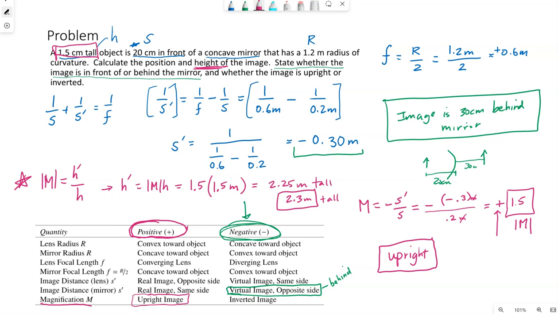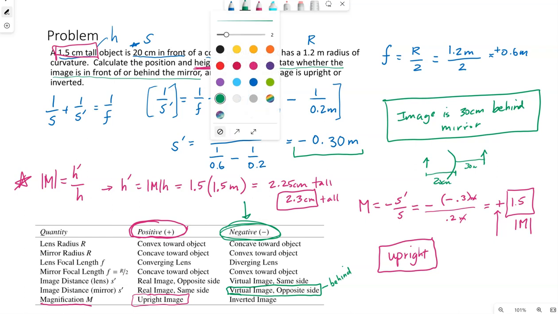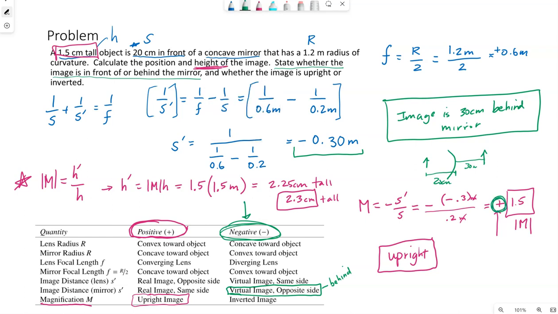centimeters tall. Sorry, not meters, centimeters. So the image is 1.5 times bigger than the object was. That's what this means. When we're talking about magnification specifically, the sign is completely telling us whether the image is upright or inverted. In this case, it's upright because we got a positive sign. And then the number relates back to the size of the image.